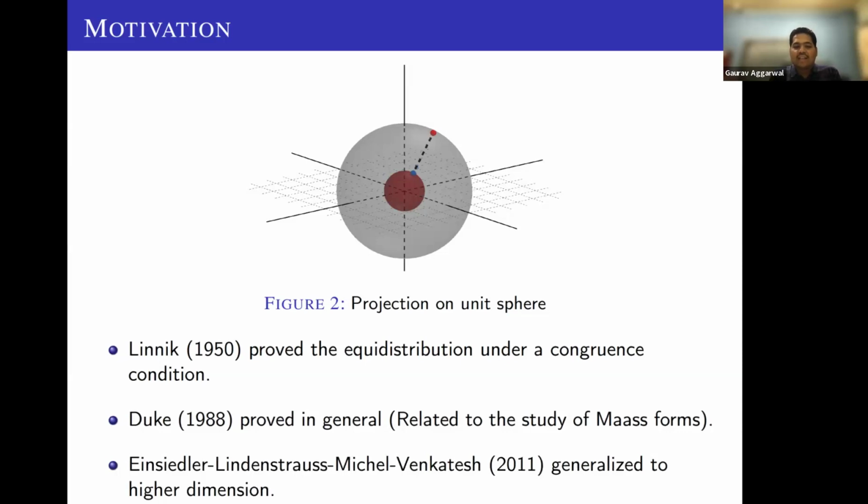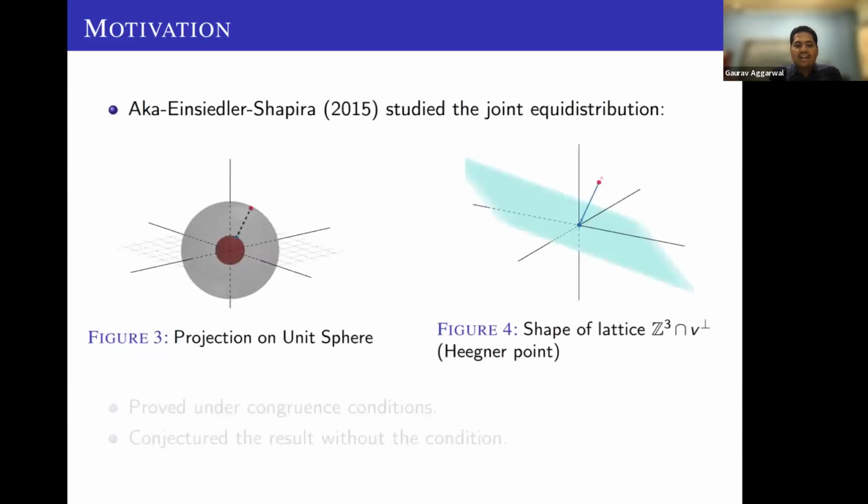In 2011, Einsiedler, Lindenstrauss, Michel, and Venkatesh generalized this to higher dimension. And in 2015, Aka, Einsiedler, and Shapira generalized this problem to the study of joint equidistribution. You take a sphere of radius root n, you look at the integer points, and they associated two objects with it. One is its projection onto the unit sphere. And the second is the shape of the lattice obtained by looking at the integer points on the plane perpendicular to v, which is also called the Heegner point associated to the vector v.